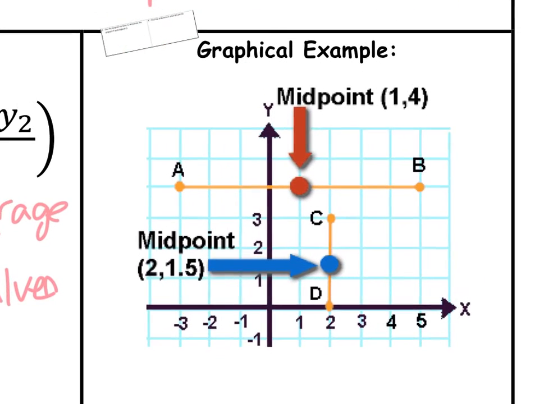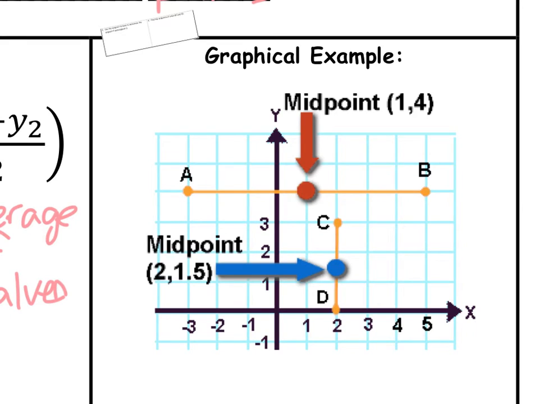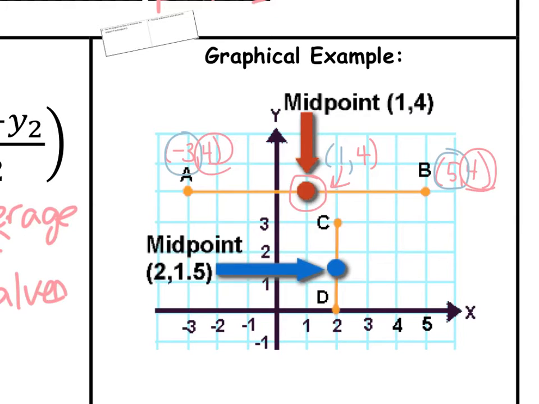So let's look at this graphical example over here. For this first point right here, we have point A is -3, 4, and point B is 5, 4. If we're looking for this point right here, we're just going to add -3 plus 5. That's going to give us 2. 2 divided by 2 is 1. And if we add 4 and 4, that's 8. 8 divided by 2 is 4. So the midpoint of line segment AB is at the point 1, 4.